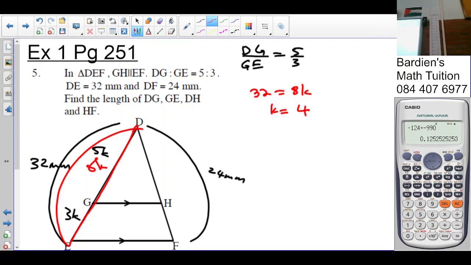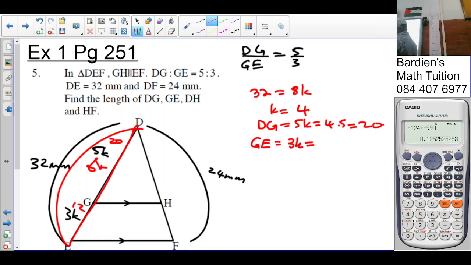So in other words, there's going to be 5 times 4. And what's 5 times 4? 20. And what's 3 times 4? 12. So what did I ask you to work out first? DG. I just worked out DG. So DG is equal to 5K. It's going to be 4 times 5, which is 20. Then GE, which we said equals 3K. So that would simply be 3 times 4, which is 12 millimeters.